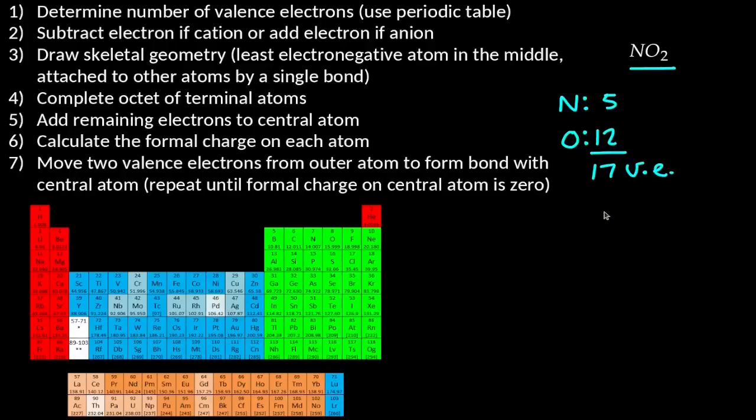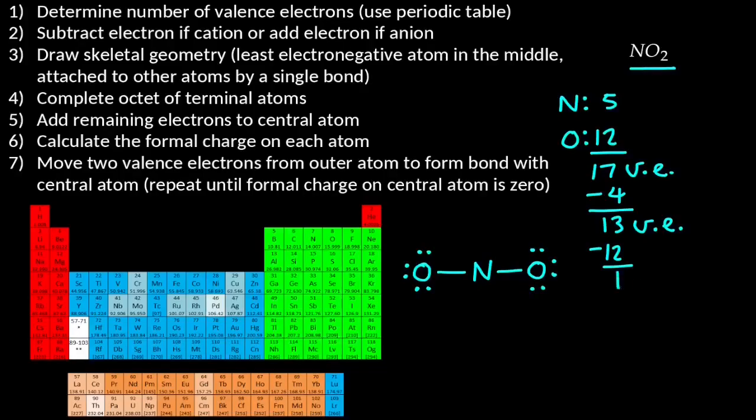And now we draw the skeletal geometry with the least electronegative atom in the middle. So 2 electrons are shared in each bond. So here we subtract 4 electrons. And now we complete the octet of the terminal atoms. So that now leaves us with 1 electron. And we assign that 1 electron to the central atom.